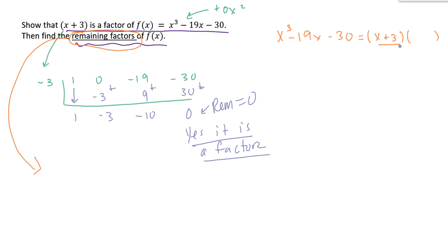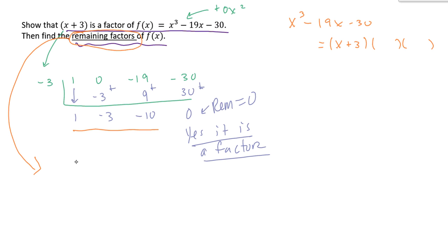Okay, I need to make more room. So, x cubed minus 19x minus 30 equals, for sure, one of our factors, that's what this proved, is x plus 3. Now to find the other one, it's just a matter of putting your variables back in. So we started with x cubed, x squared, x, and then the constant. So we're going to go to here as x squared, x, and the constant.